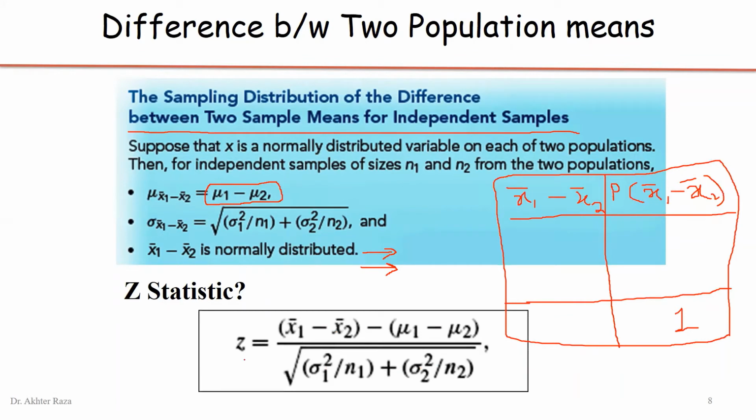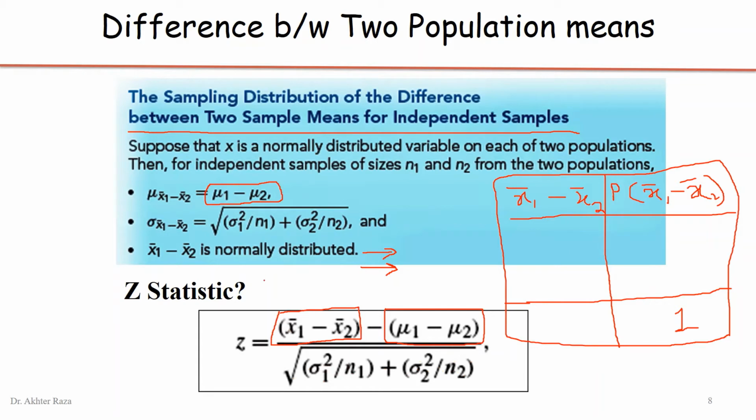So what is the Z statistic? Z is equal to the variable. This is our variable, x bar 1 minus x bar 2. And this is the population mean, mu1 minus mu2. And in the denominator, we have a standard error. So this is the standard error of this distribution.